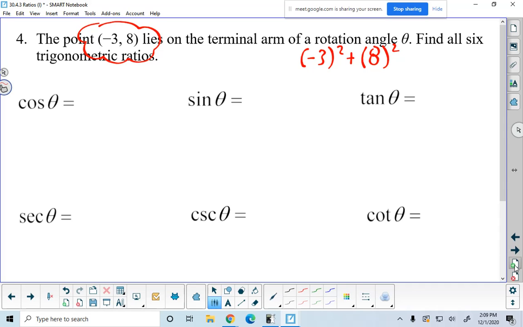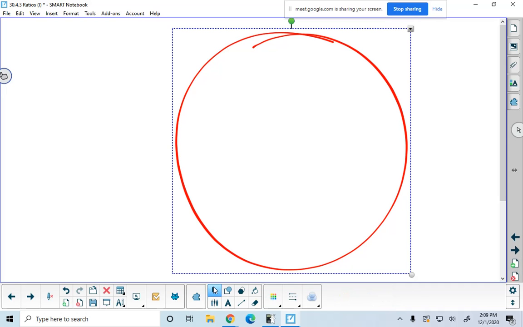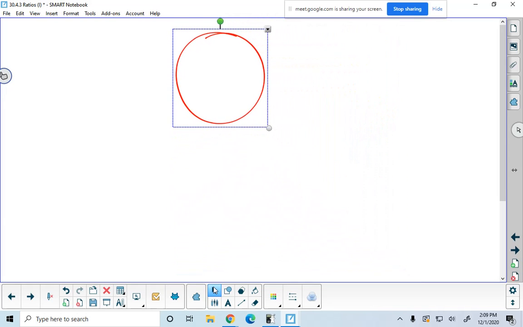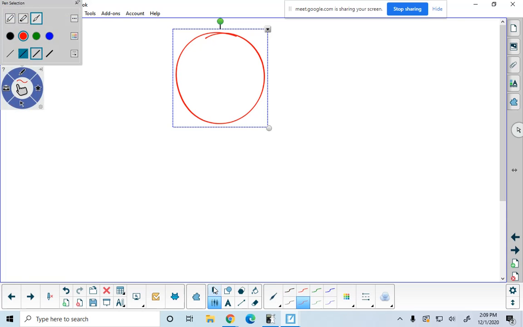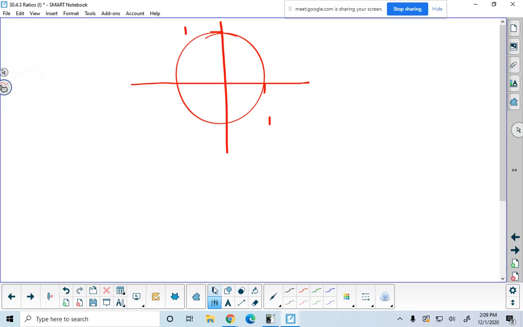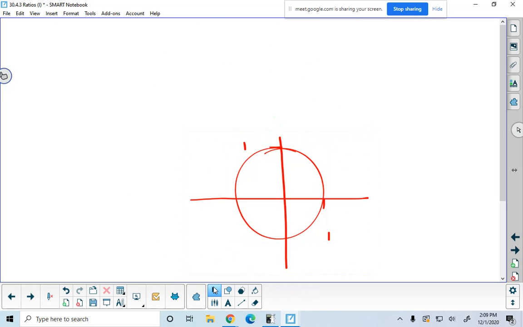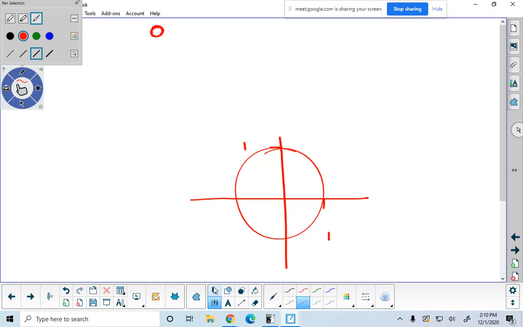The other thing you can do, and it's what I did, is here's my unit circle. The radius of this is 1. And what that means is that this is 1 and this is 1. Now the point is negative 3 comma 8. Well, where is negative 3 comma 8? It's way over here someplace. It's up here somewhere. It's not even close to being on the unit circle.